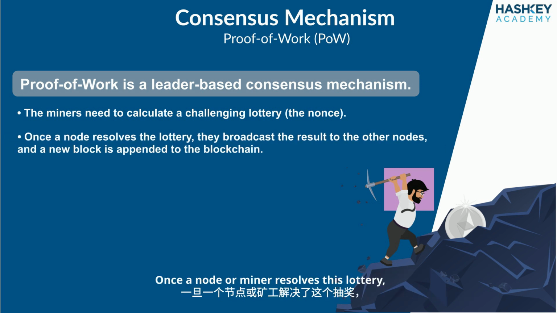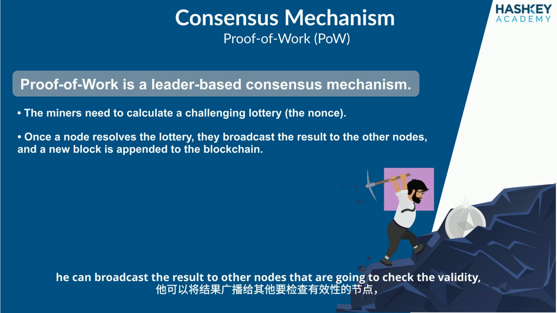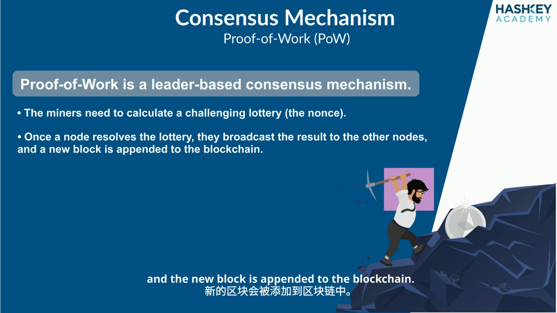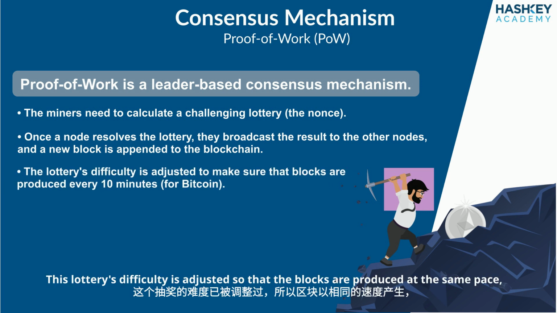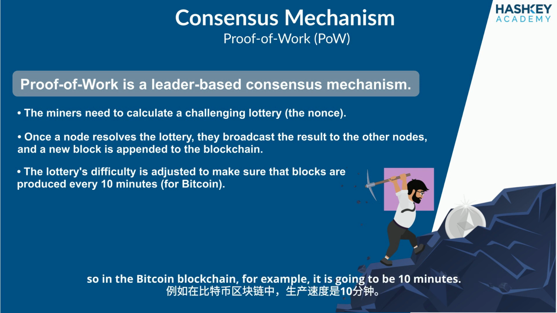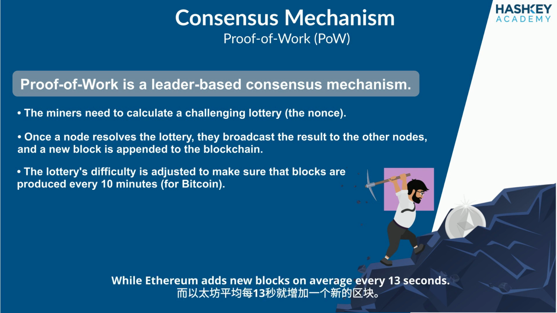Once a node or miner resolves this lottery, it can broadcast the result to other nodes that are going to check the validity, and the new block is appended to the blockchain. This lottery's difficulty is adjusted so that the blocks are produced at the same pace. So in the Bitcoin blockchain, for example, it's going to be 10 minutes, while Ethereum adds new blocks on average every 13 seconds.